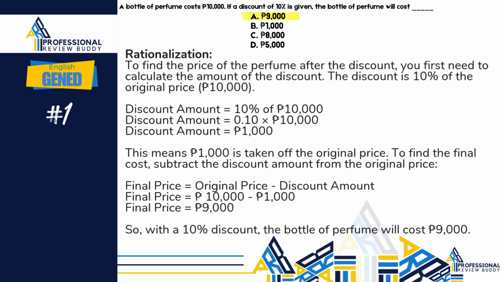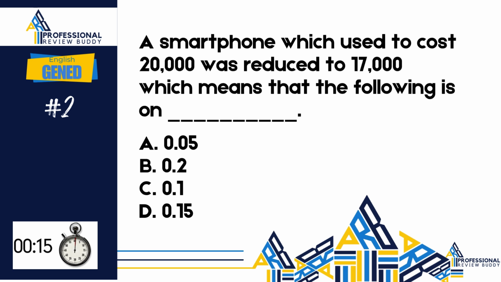To find the final cost, subtract the discount amount from the original price. Final price equals original price minus discount amount, then 10,000 pesos minus 1,000 pesos, therefore final price equals 9,000 pesos. So, with a 10% discount, the bottle of perfume will cost 9,000 pesos.